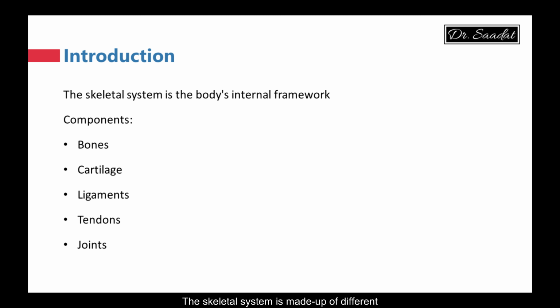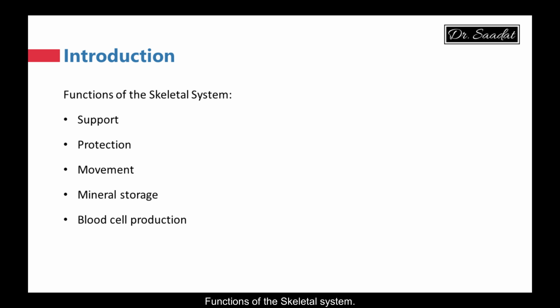The skeletal system is made up of different parts such as bones, cartilage, ligaments, tendons, and joints. Functions of the skeletal system. The skeletal system has the following important functions. Support. The bones provide a rigid framework that supports the body and keeps it upright.